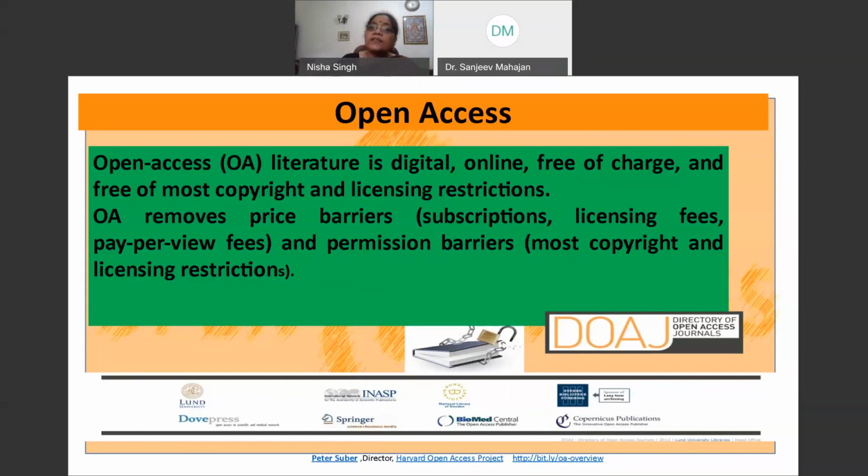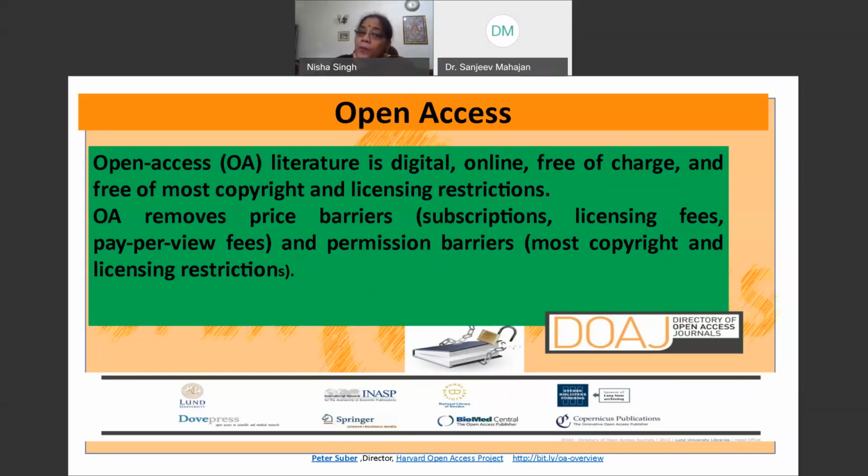Even in social sciences, if you want to go for research, you basically don't want to revise that material, but you want to use it to further your research. And for that particular literature, there's an openness which is called open access. Basically, it is literature which is digital, online, free of charge, and free of most copyright and licensing restrictions. Like with copyright, I don't have to ask Dr. Mahajan, "Dr. Mahajan, may I read your article?" That restriction is not there. The licensing restriction is also not there, where it is copyrighted and I have to pay $10 or $20 for access.